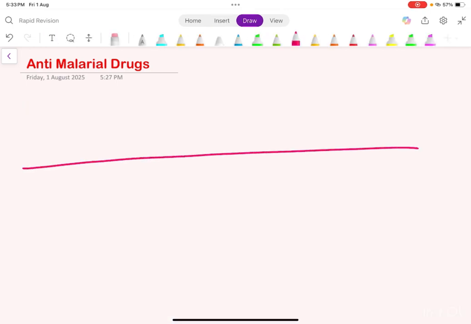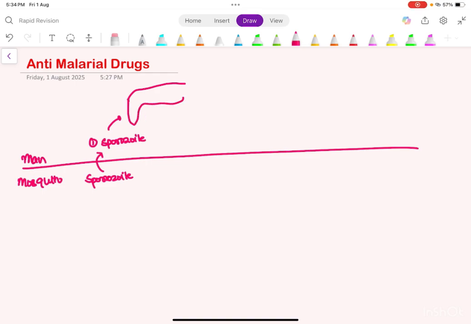Suppose this is our man and this is our mosquito. The mosquito has a sporozoite form. Now the sporozoite enters into the man and goes into the liver. Suppose this is our liver. Here it gets converted into merozoite.